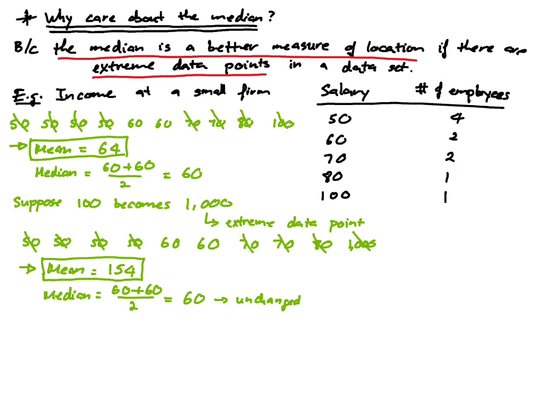So in this video, we talked about the median, right? We talked about how to find the median, and then we did this particular example where I showed you that when you have extreme data points in the data set, the median is a better measure of location than the mean, because the mean can be easily changed by those data points.